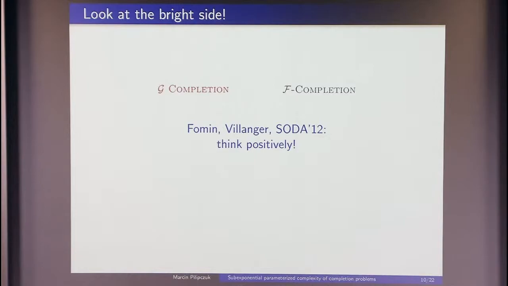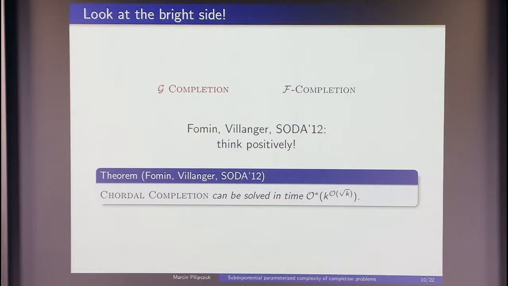There was a paper at SODA 2012 by Fomin and Villanger that shows that actually you can get a subexponential algorithm for chordal completion. And after looking for a number of ETH lower bounds, that should surprise you. Especially apart from the planar stuff, which Daniel will be talking about on Friday, we have very few subexponential algorithms in the FPT world for excluded-minor or sparse graph classes. So that was somewhat of a surprise at this point.